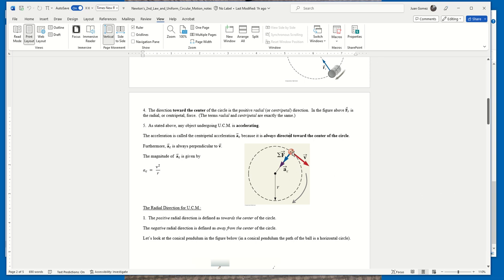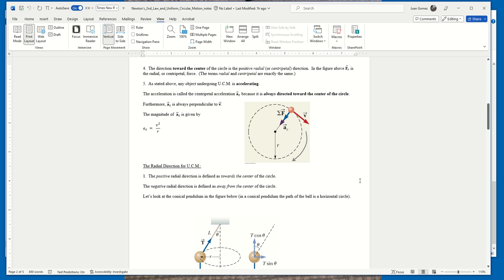Now remember, the direction of the velocity is changing, but its magnitude remains the same. So if v is 30 meters per second, it's 30 meters per second no matter where the object is as it's undergoing UCM. Well, the magnitude of a_C, the magnitude of the centripetal acceleration, is equal to v squared over r, where r is the radius of the circular motion and v is the magnitude of the velocity. It's the speed in meters per second. So a_C is v squared over r.